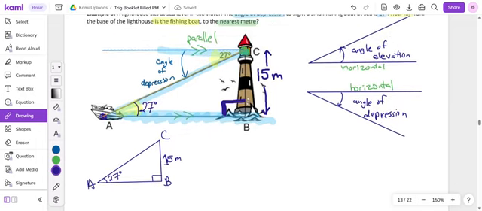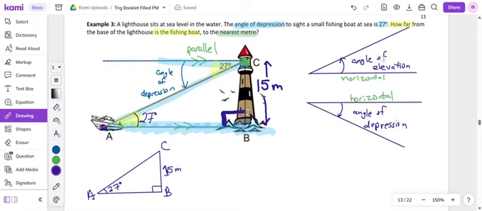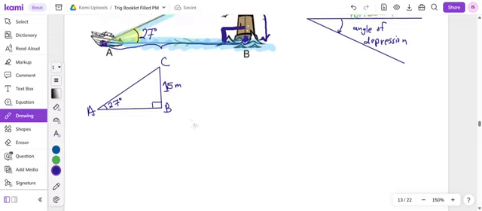Now let's read the question to see what we're being asked to find. How far from the base of the lighthouse, how far is the fishing boat? So I'm being asked for this distance. And on this triangle, that's what I need to find. I need to find the distance between vertices A and B. Okay. So now that we've broken it down to a simple right triangle, can we find that distance?